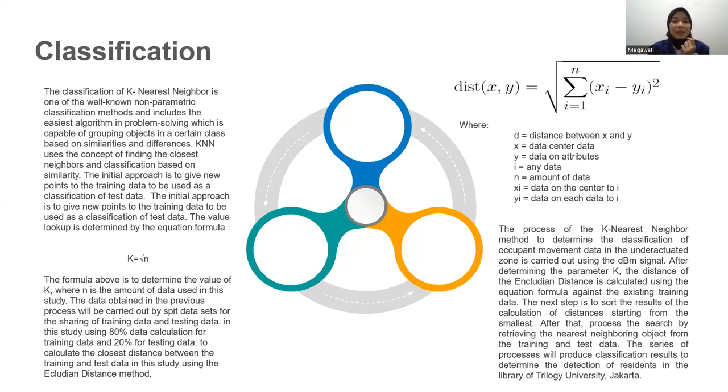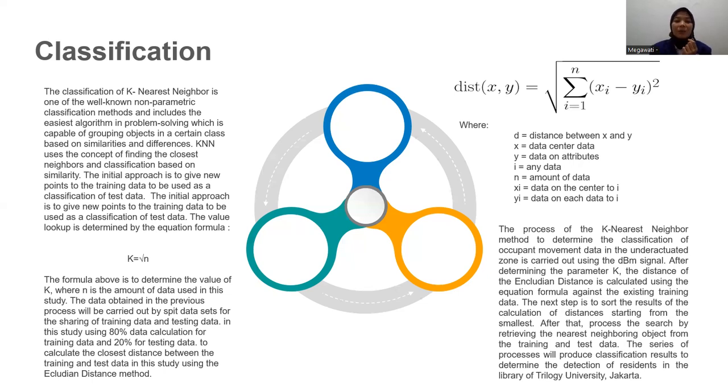The internal exploits is a give a new point the trained data to be using the classification of a test data. The value k is determined by the equation format where n. This format about determine a value of a k when the amount the data using this study.